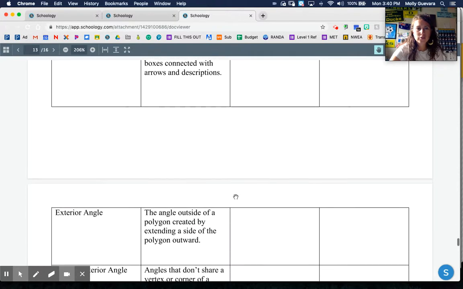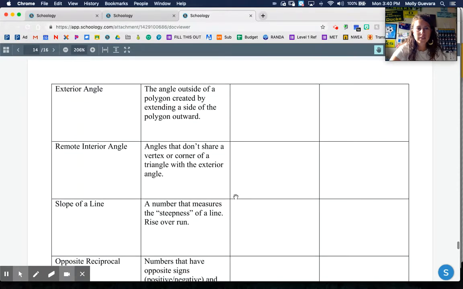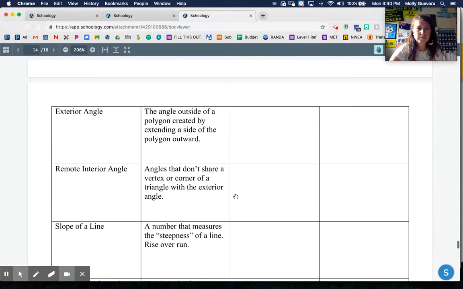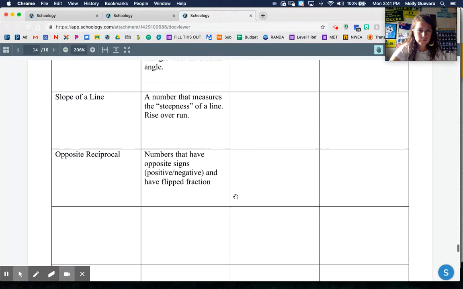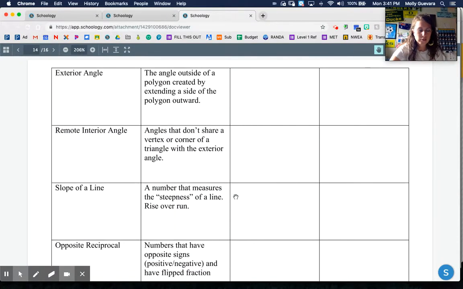So if I scroll down, I want to find where it says exterior angle. Okay, exterior angle. So an exterior angle is an angle that's outside of a polygon. So it can be any shape. It doesn't have to be a triangle. Specifically, in this lesson, we're going to look at triangles, but just know that it works for all shapes. So that's why we said polygon.